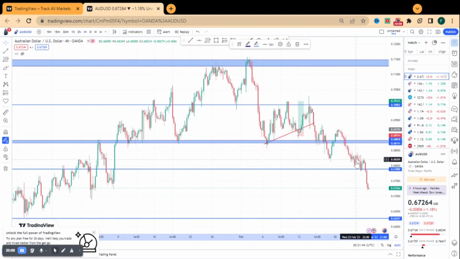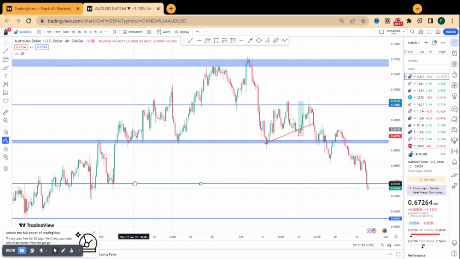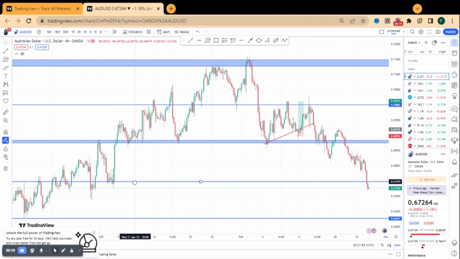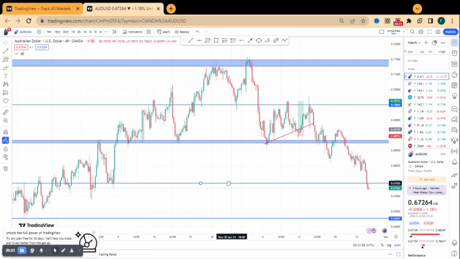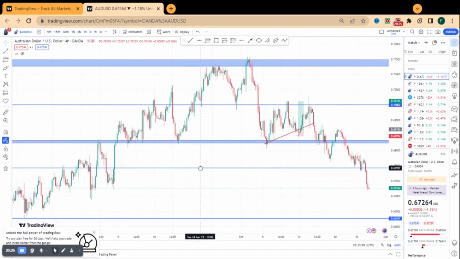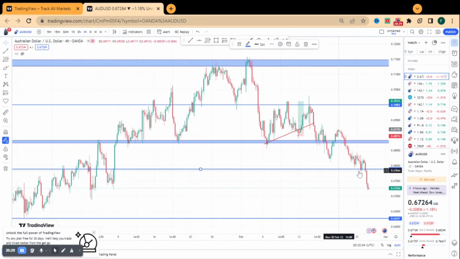Now I shorted the market, I shorted the market, then I marked this level. The reason why I didn't put this horizontal line on this low here is that I know there will be a little pullback here on Thursday. So on Thursday, I waited for the market to pull back before I shorted on Thursday.